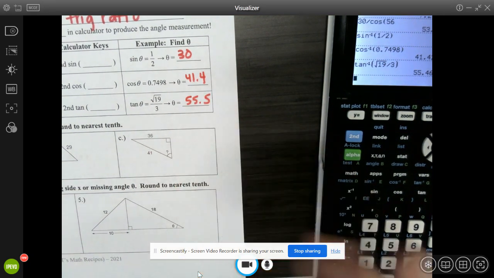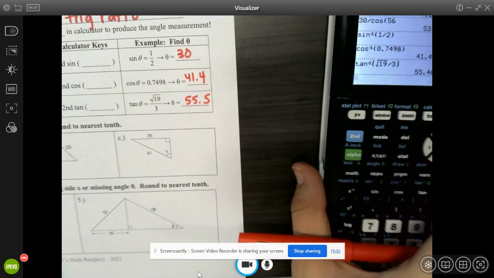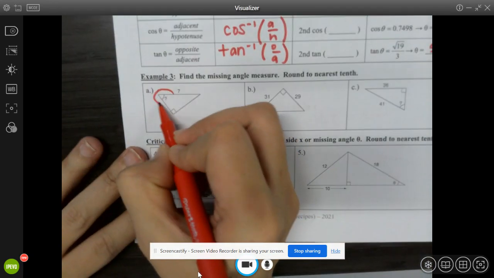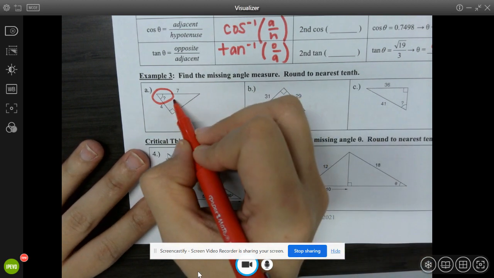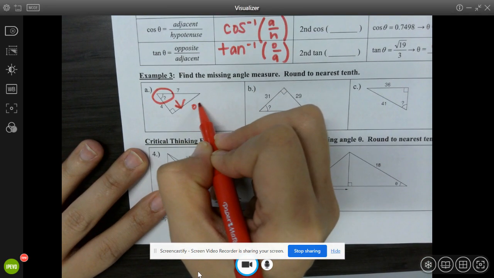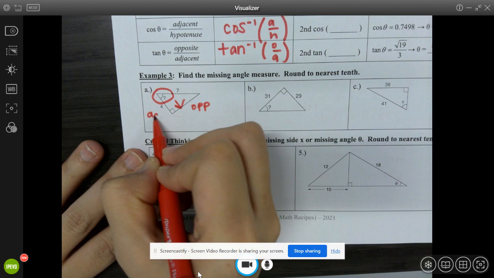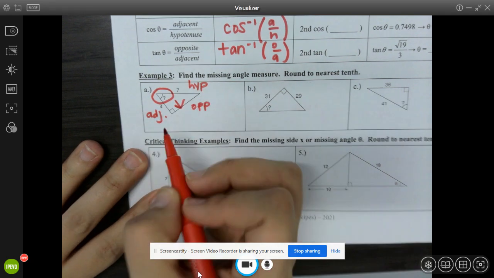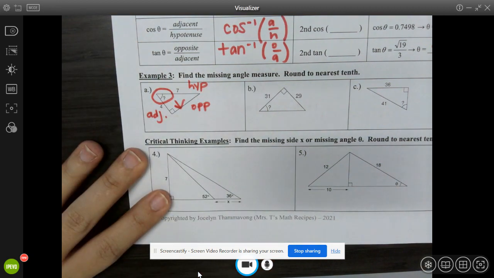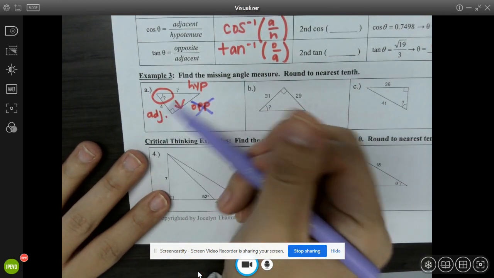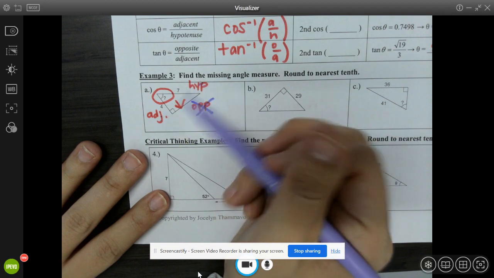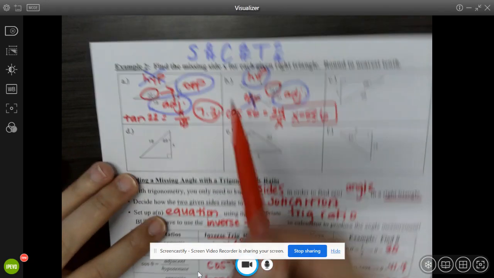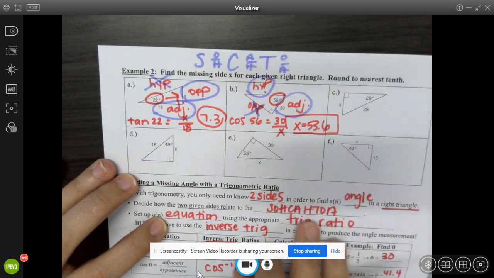All right, so let's do one of these together. We'll just do the first one. So they put a question mark in problem A for the angle we are solving for. Start off the same way. Label your triangle. This is opposite, this is adjacent, and this is hypotenuse. There is nothing written on the opposite side, so we're only going to be using the adjacent over hypotenuse. This time we're solving for the angle. So now we've figured out, hey, adjacent and hypotenuse is cosine.